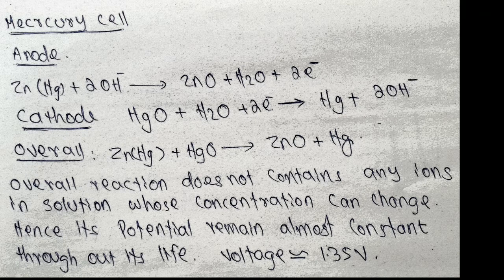Here the reaction taking place at the anode: we know oxidation takes place at the anode. Zinc amalgam changed to zinc oxide. So zinc amalgam is oxidized. At the cathode, reduction takes place. Here HgO is reduced to Hg. Mercury oxide reduced to mercury. Also here the overall reaction is given.